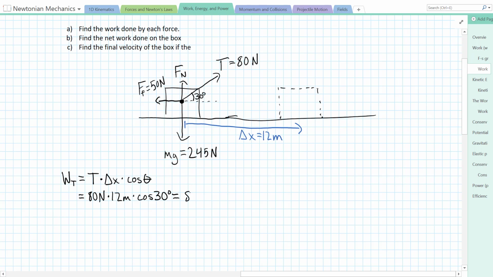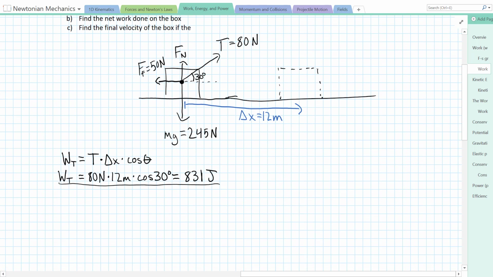And I get 831. And my units are going to be joules because it's going to be newtons times meters. 831 joules. Work done by tension. And it is positive work because the force is in the same direction as the motion. Tension is trying to speed up our object. Well, let's just do the normal force next.